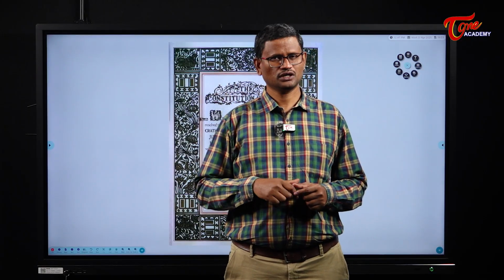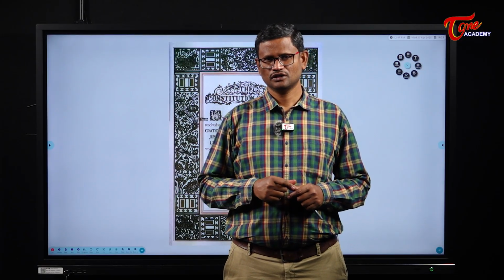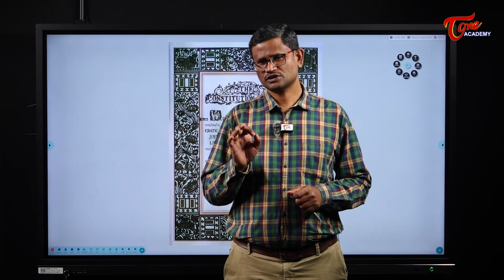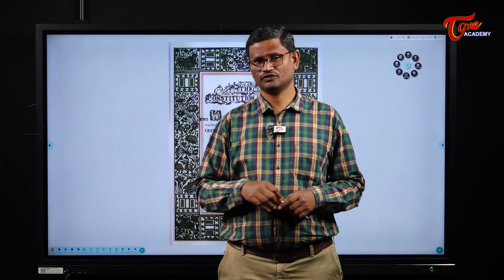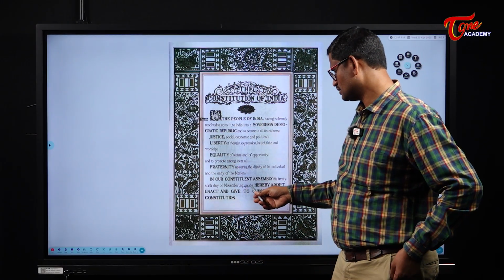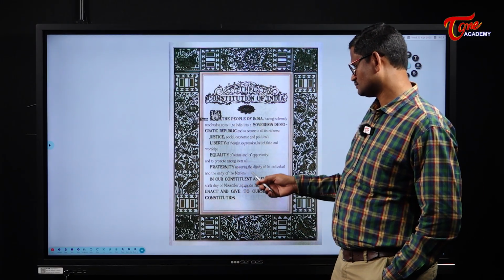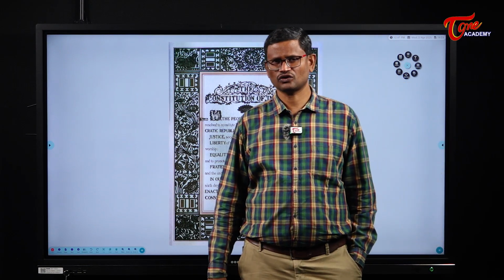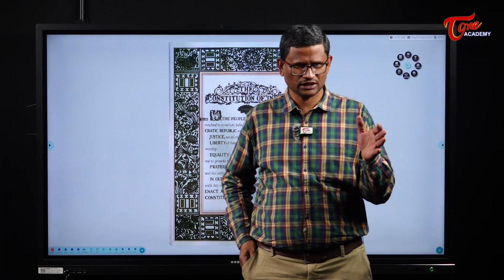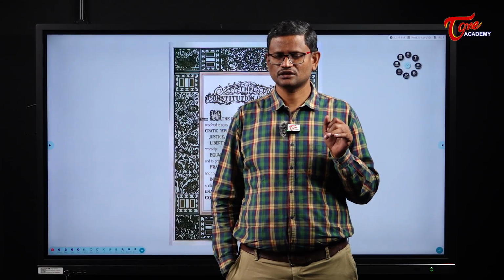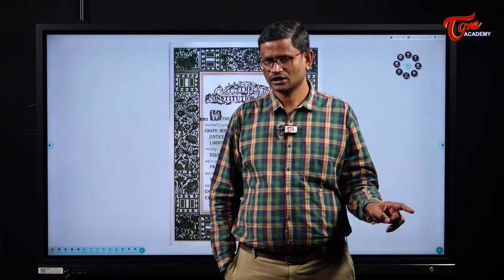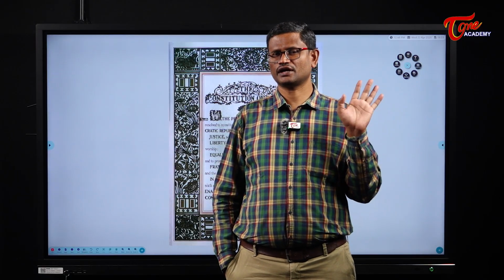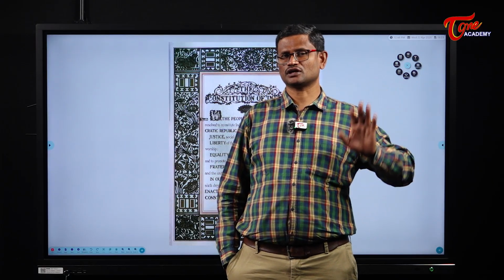That's one important conclusion. The second one: the preamble also speaks about the day on which the Constitution was adopted and enacted. If you see at the end of the preamble, it says 26th day of November 1949. The preamble says the Constitution is adopted and enacted on 26th November 1949. This is the second important conclusion.